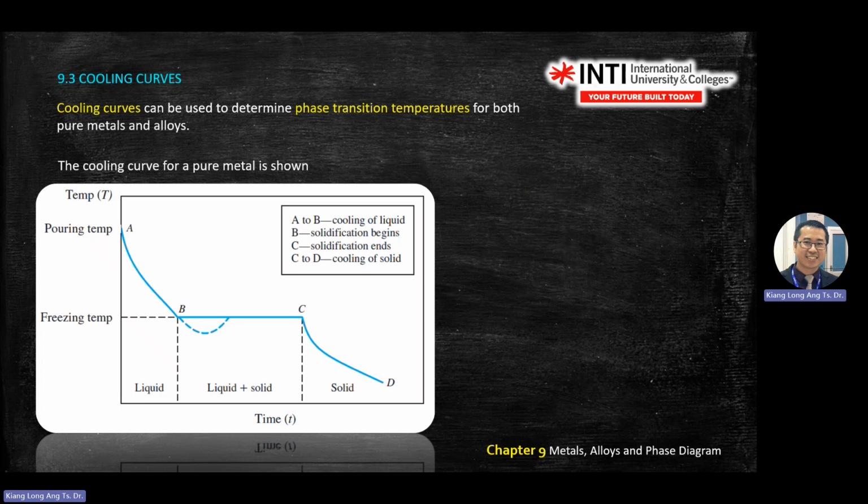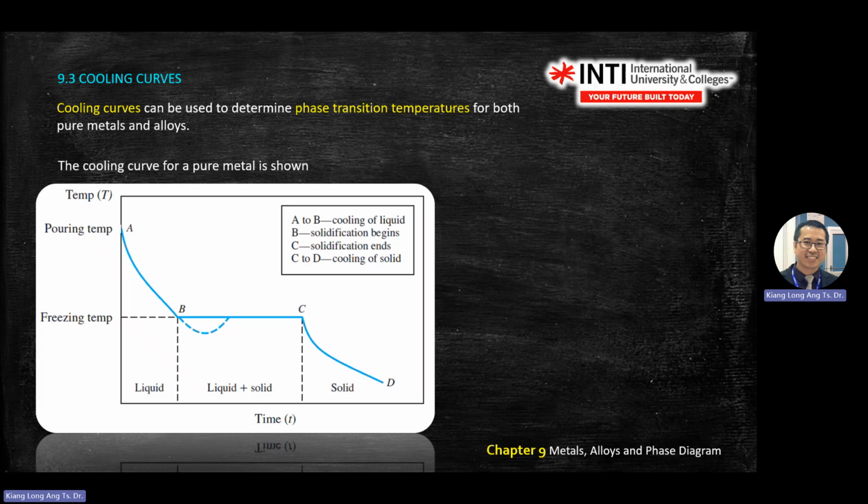So the percentage of liquid will drop. Sorry, all liquid from A to B. From point B, solid starts to appear in the liquid. Then from B to C, the percentage of liquid will become 0 and solid will become 100%. So this is solidification beginning, B to C. When you reach C, it means 100% solid.